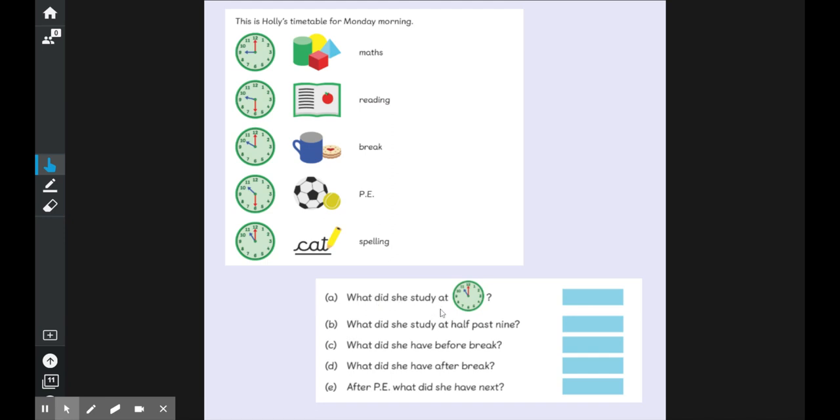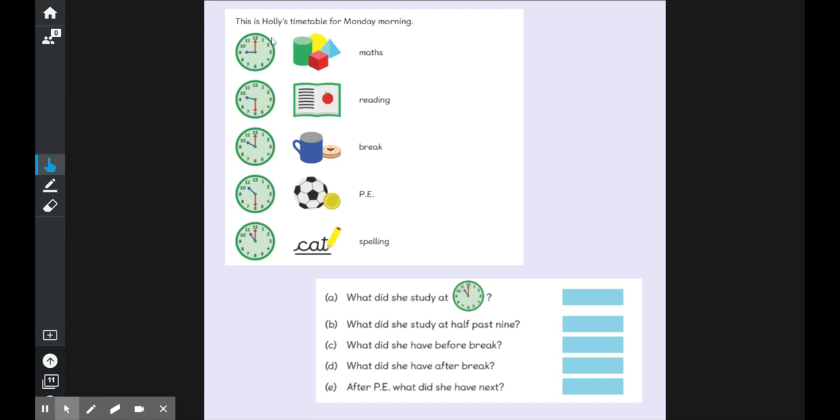What did she study at this time here? Can you have a look at that clock? What does that clock say? The minute hand's at the 12. That tells me it must be an o'clock time. So I look to the hour hand for a clue. My short hand is pointing straight at the 11. It must be 11 o'clock.